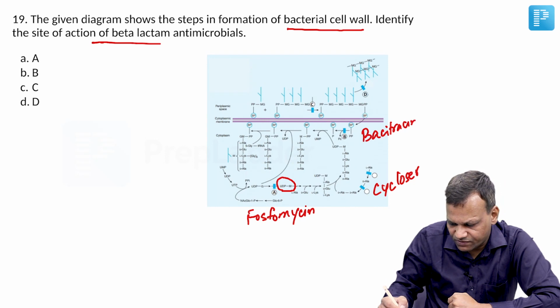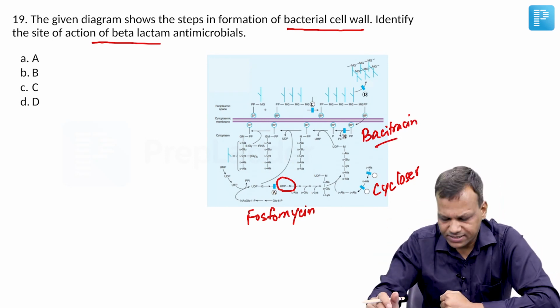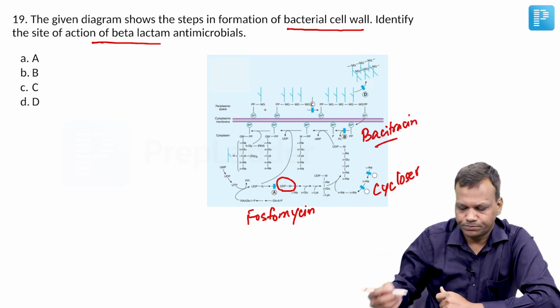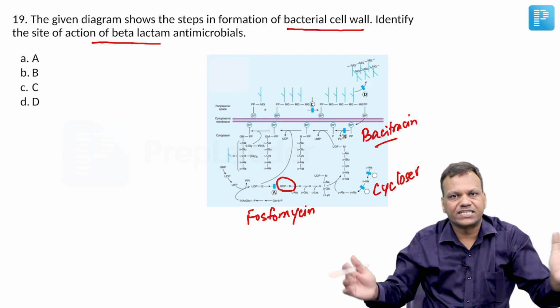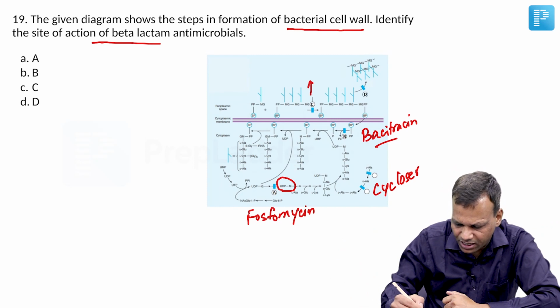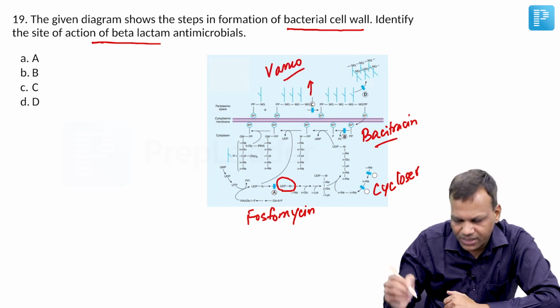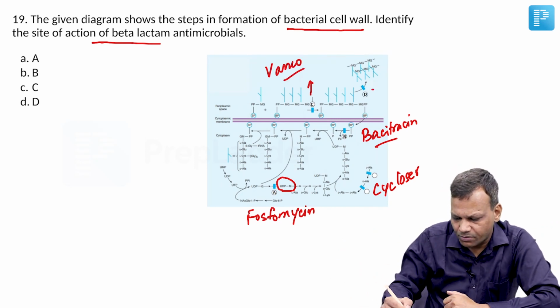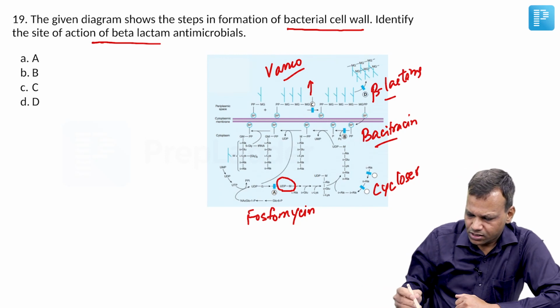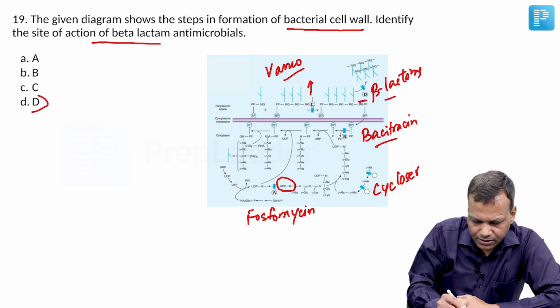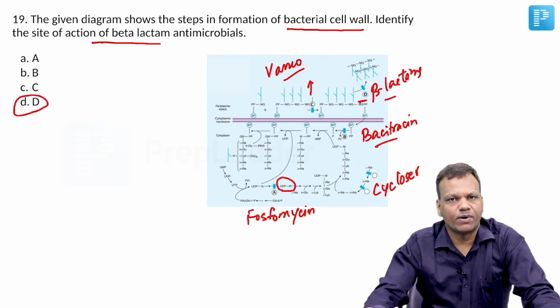Bacitracin inhibits the transfer outside the bacterial cell wall. It inhibits a transporter. Then peptide chain elongation, that means the enzyme transglycosylase, is inhibited by vancomycin, whereas cross-linking is inhibited by beta-lactams. Okay, so these are the different mechanisms of cell-wall inhibitors. So answer to this is D here, inhibit the cross-linking of peptide chains.